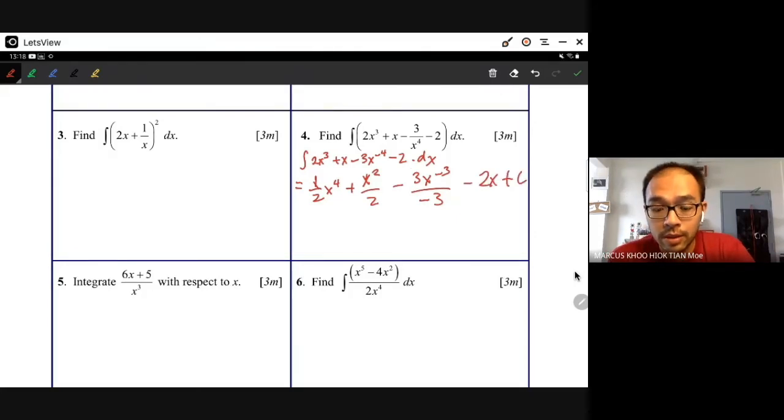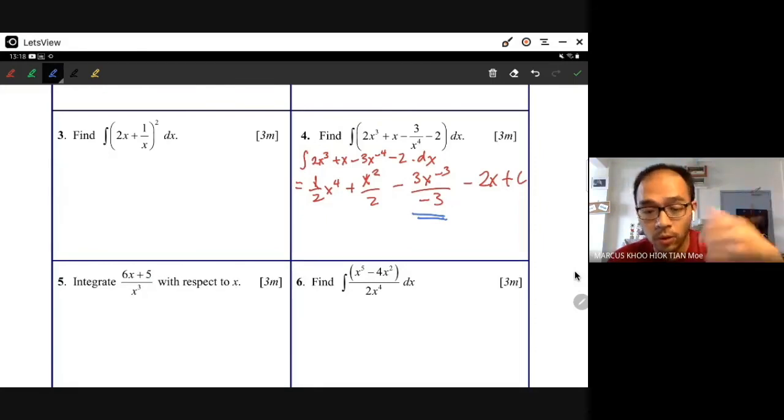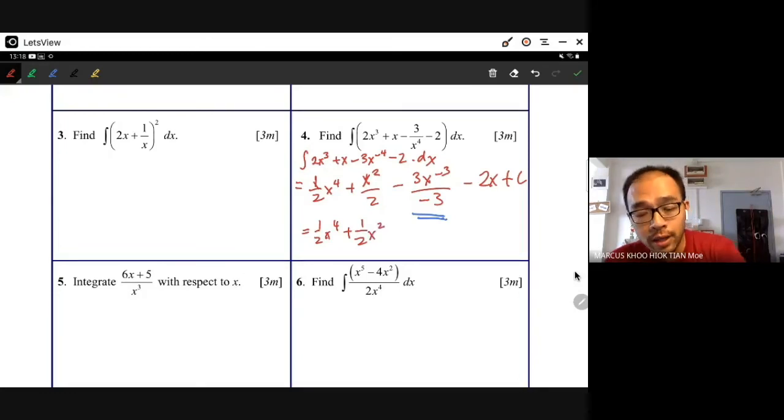Okay, so this is probably what I think a lot of people will struggle with. Okay, because of the negative power. Just don't forget, kita tambah 1, always tambah 1. Okay, so what we will get is 1 over 2 x to the power of 4 plus, you can rewrite this as 1 over 2 x to the power of 2, totally no problem. Okay, but this one will be plus 1 over x to the power of 3 di bawah. Okay, and this is a very important thing. Okay, minus 2x plus c.